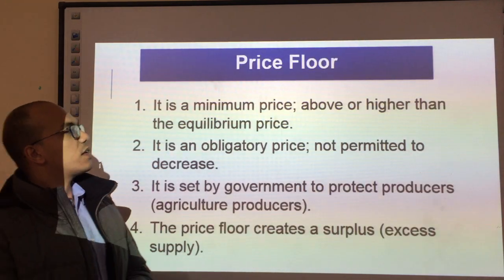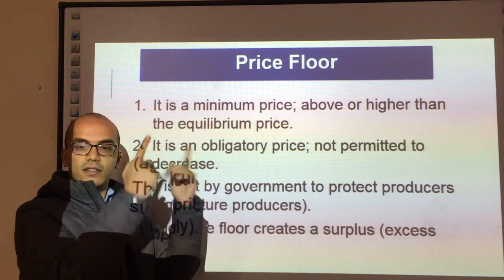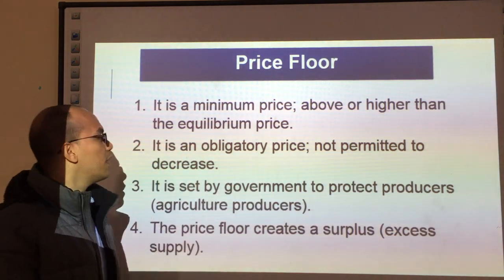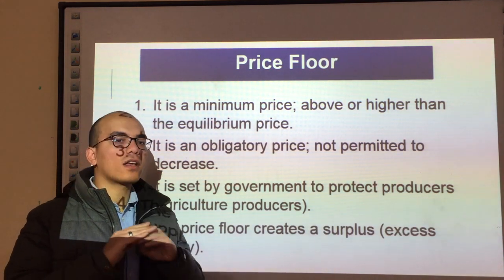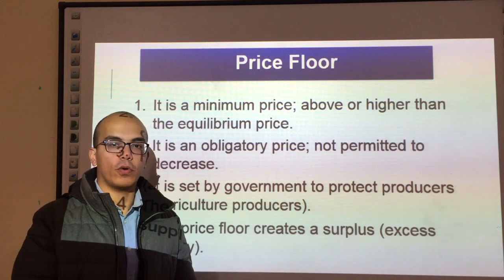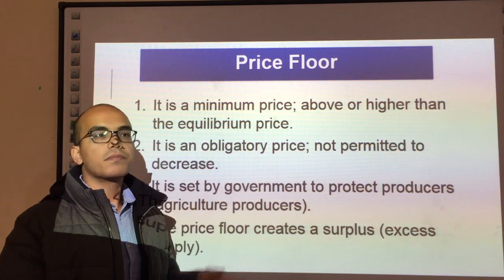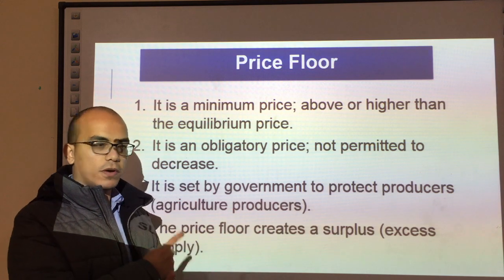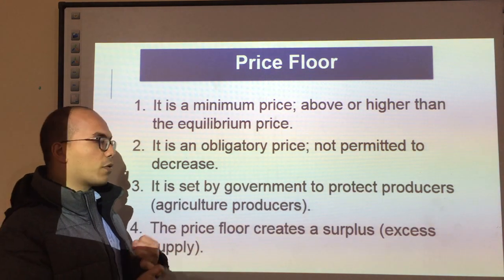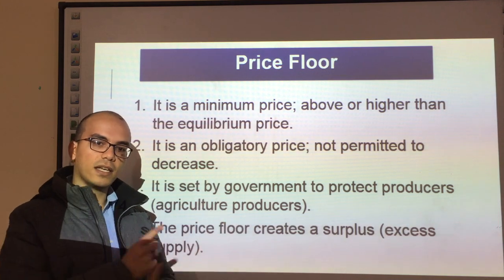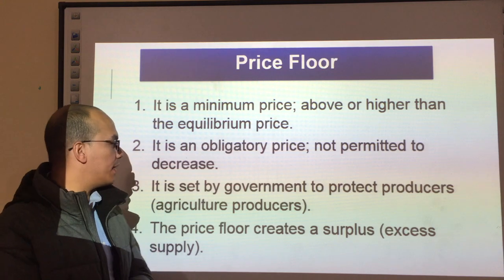Now, the opposite of the price ceiling is the price floor, because ceiling means the ceiling and floor means the floor. Basically, this is the minimum price. A product cannot be sold at any lower point. It is above the equilibrium price, and this is the opposite of the price ceiling. It is an obligatory price not permitted to decrease. So this price cannot be decreased by any means.